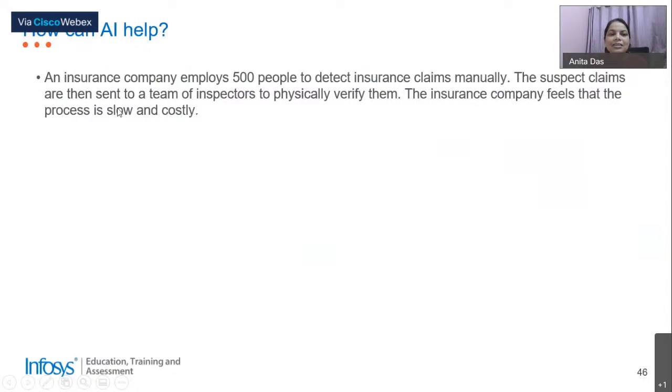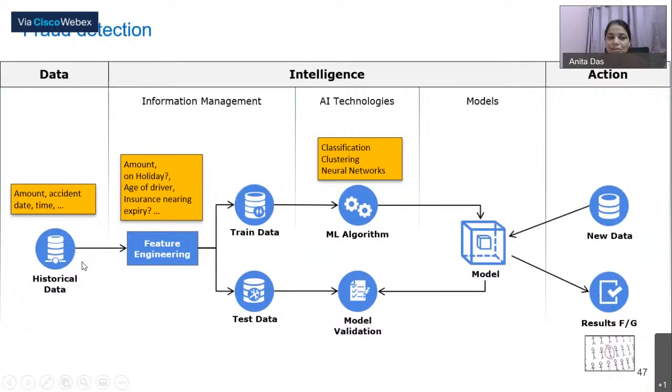The suspect claims are then sent to a team of inspectors to physically verify them. The insurance company feels that the process is slow and costly, right? So in the insurance domain you will see that it has a lot of applications. But if you have an AI/ML process like this, you will see that things are faster and more accurate.